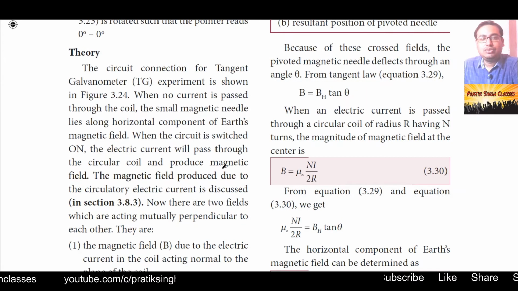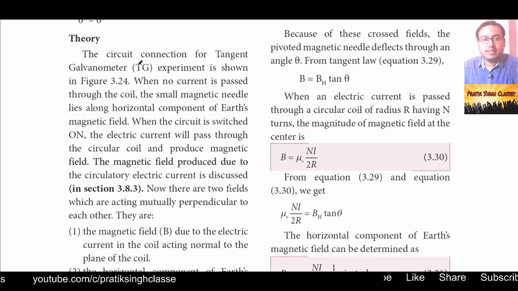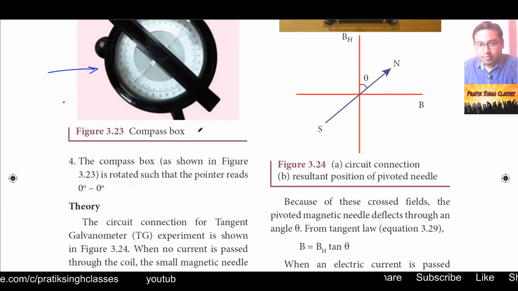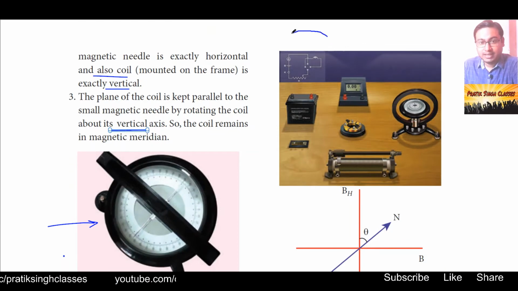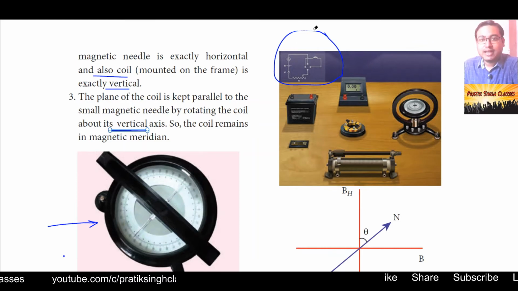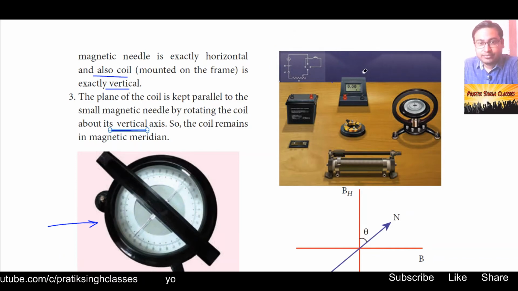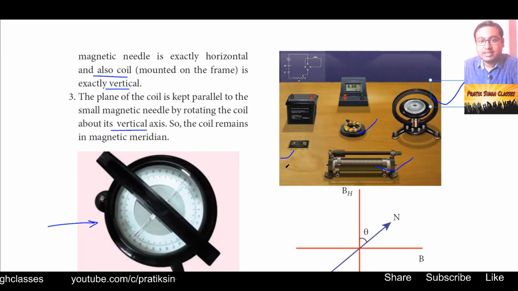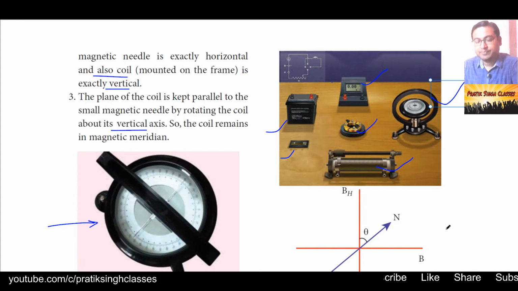Now coming to its working principle, the theory. The circuit connection of the tangent galvanometer experiment is shown in figure 3.24. Here you can see the circuit connection, how it is connected, and also what equipment is needed to do this experiment. Here we have a tangent galvanometer, rheostat, 3-way switch, key and a battery, voltmeter, ammeter. So these things are given, and we have to do this experiment in the practical lab.